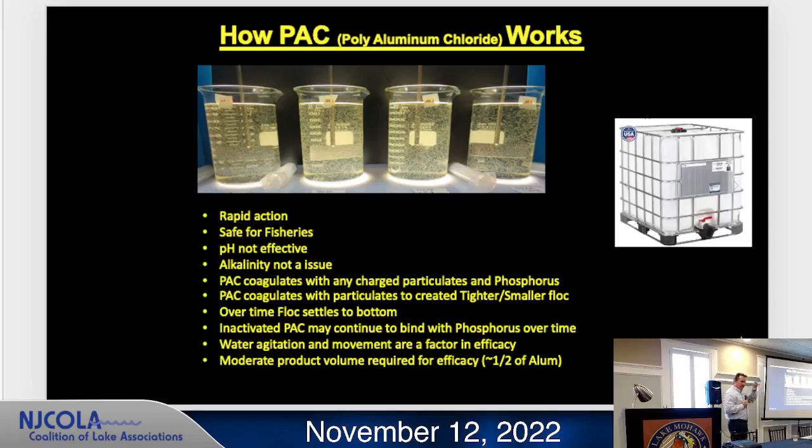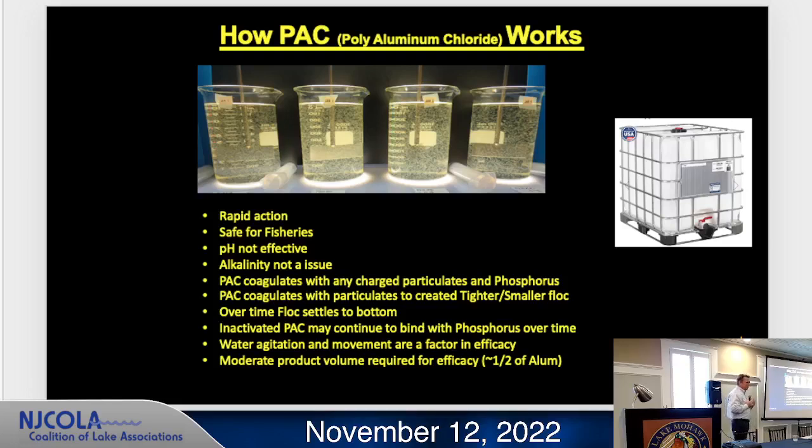It's another product that binds with anything charged, so it's grabbing things non-target. Okay? It's going to bind with phosphorus. But the one nice thing about PAC is it also creates a very, very tight flock. Okay? And it tends not to stay suspended for a long period of time in your water column. So that tighter flock has an ability to drop out through the column more quickly, okay, or go down to the bottom. And any PAC that's not used yet and it's laying on the bottom has an ability to, again, capture the phosphorus or charged particle, whichever may be released, okay?